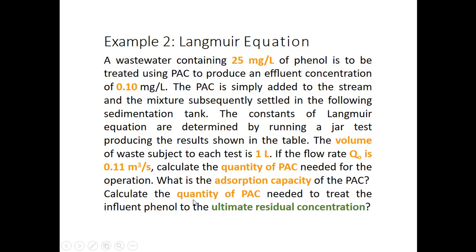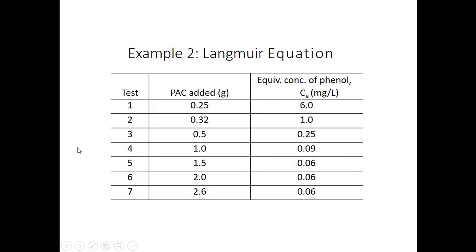We have to calculate the quantity of PAC needed to treat the influent phenol to the ultimate residual concentration, which means to the least possible residual concentration. Let's have a look at the data obtained. These are the test runs. We have PAC added 0.25, 0.32, 0.5. We keep increasing the dosage until we reach 2.6 gram. And here is the equivalent concentration of phenol, CE.